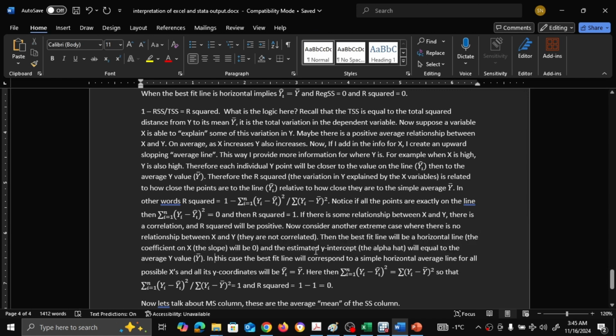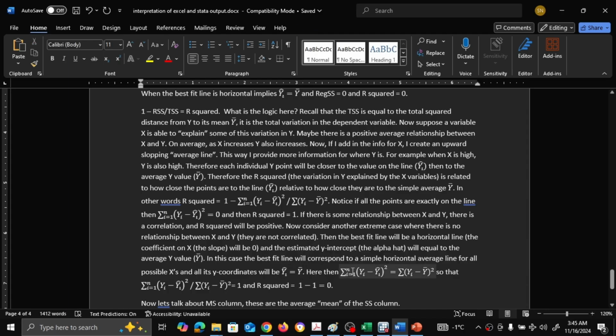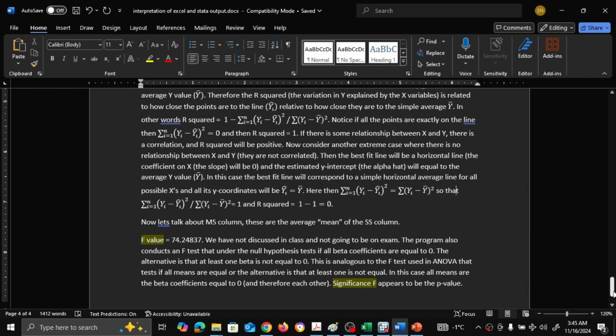In this case, the best fit line will correspond simply to the horizontal average line for all possible x's, and all its y coordinates will be y hat equals y bar. Okay, and so these things will be equal here. These distances will be exactly the same, so that this is 1, and then r squared is 0. Okay, so the x doesn't explain anything additionally besides the simple average. That's how well the simple average can explain y.